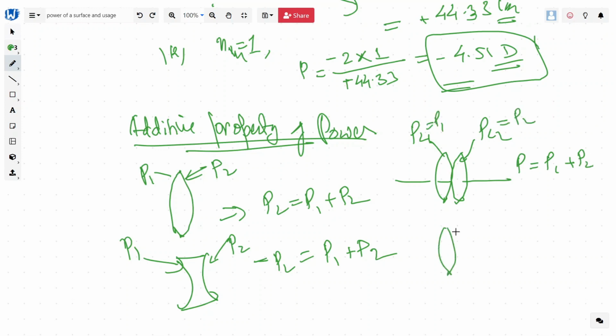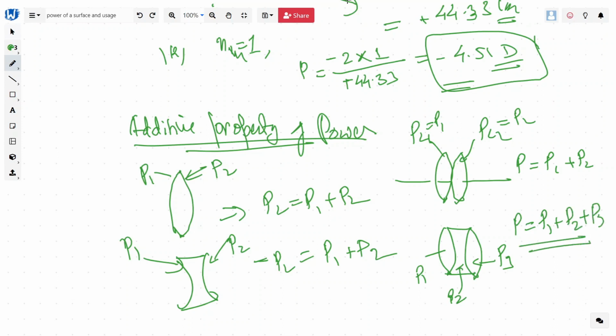So we have lenses like this. They have three lenses, power p1, power p2, power p3, power for the system p1 plus p2 plus p3. Now this is for the lens.